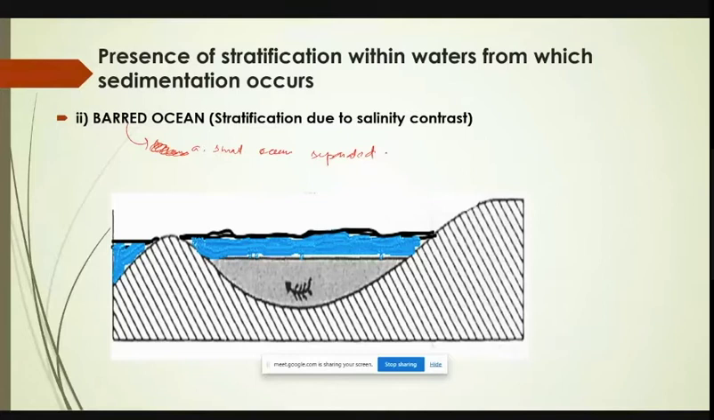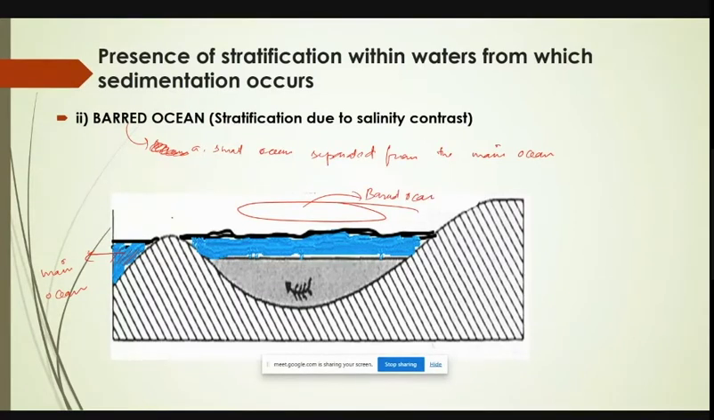A small ocean separated from the main ocean. It's like this part. This part is our main ocean. And this part of the ocean is what? Barrier ocean. And this may be a sandbar. This part is restricting the flow of water from the main ocean to the barrier ocean. I will discuss how salinity contrast and layering develop in the barrier ocean.